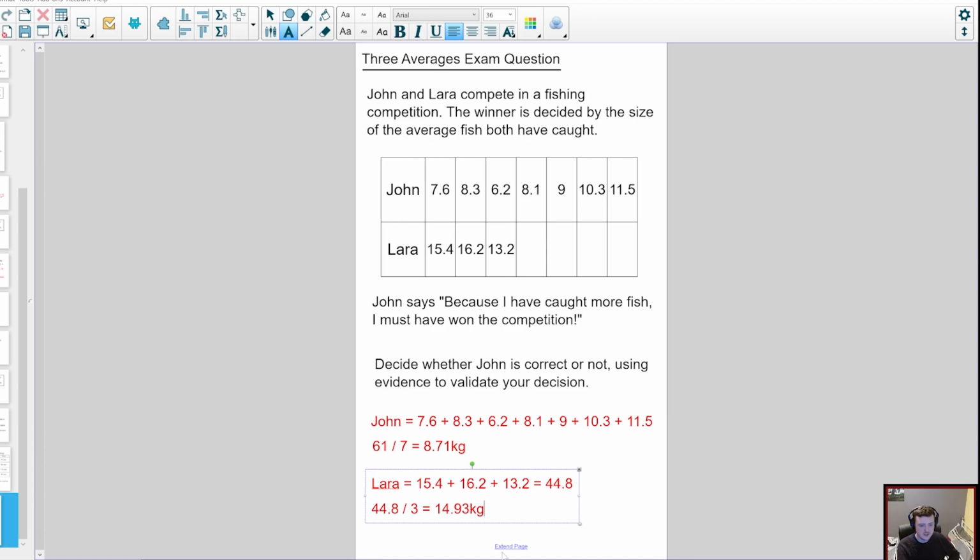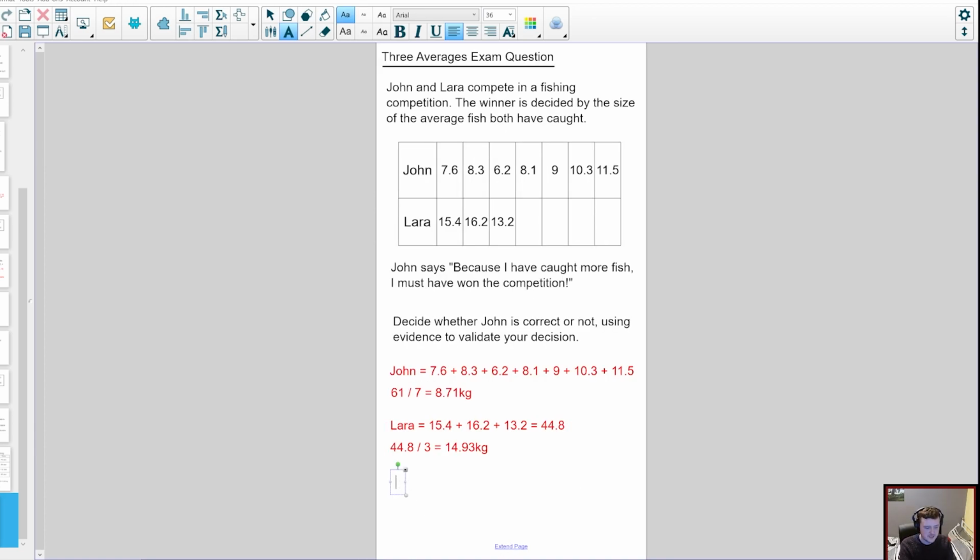So when you get a question like this, make sure you answer at the end by saying, no, he is incorrect, because Lara's average fish size is 6.22 kilograms larger, or something like that. That kind of language will do. Yes, and so that is an example of an exam question that came up. This was in an AQA paper, and so that's an example of the kind of question they will ask you.